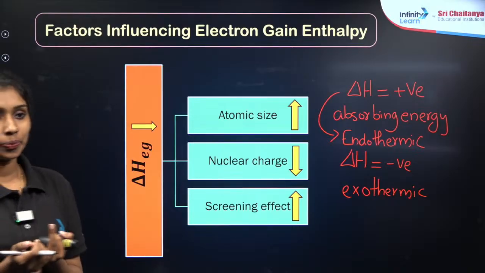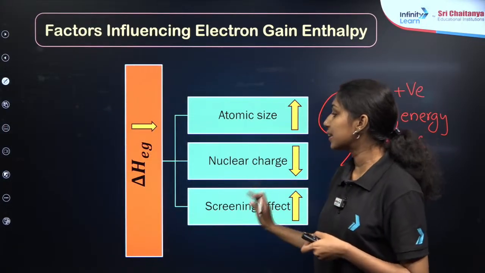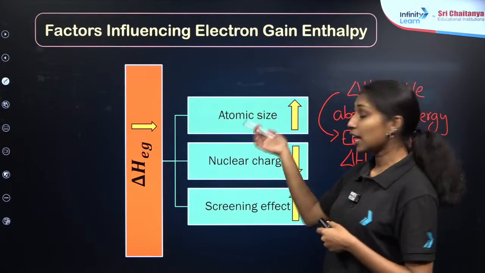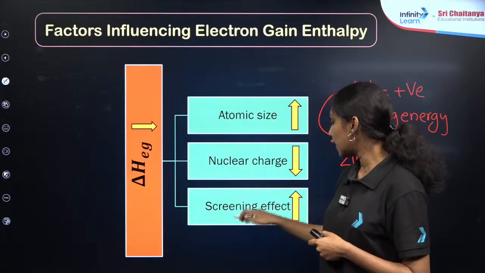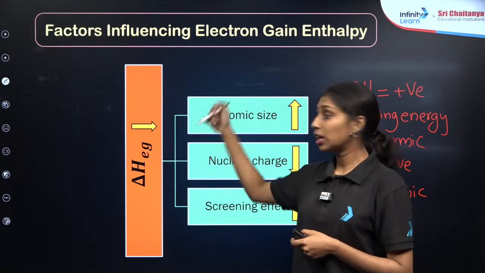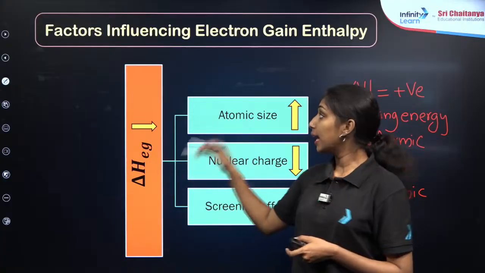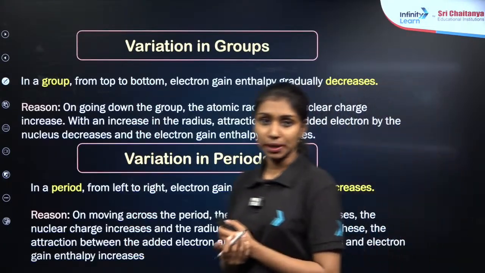Is it clear? These are the factors affecting the electron gain enthalpy. As I already mentioned about the atomic size in detail in the previous classes, similarly, nuclear charge and screening effect I already discussed. According to these factors, we can define the magnitude or the change in electron gain enthalpy along a period as well as group. Let us see the trend in a group as well as period.